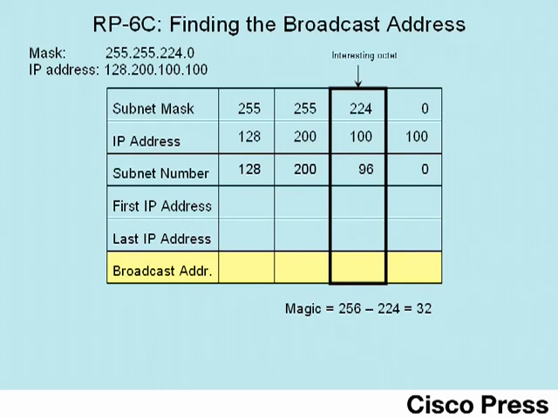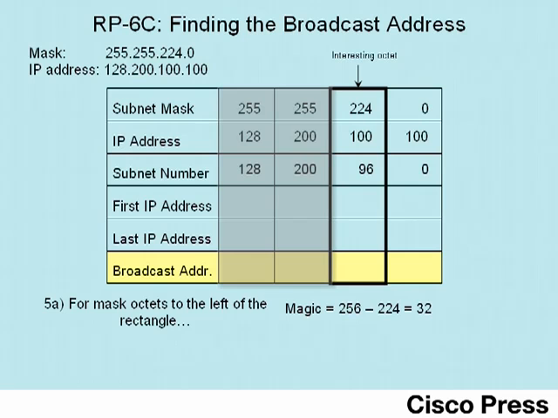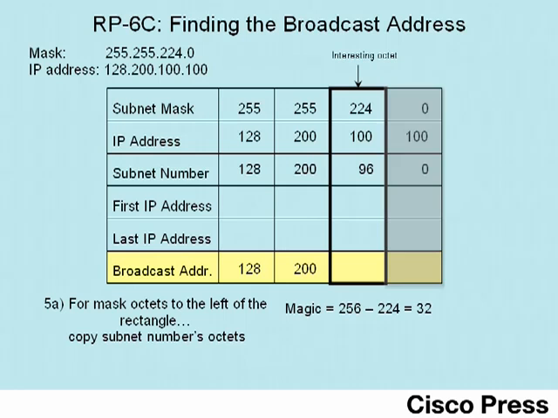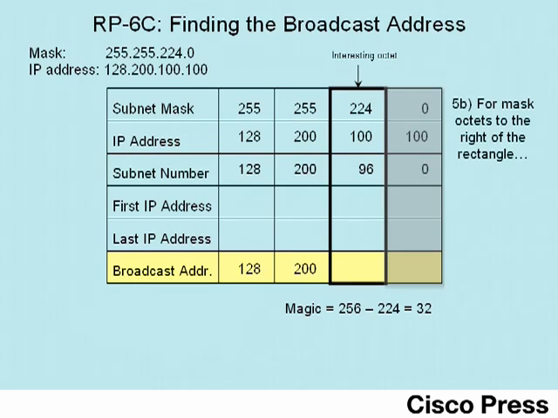So to begin, we start with step 5, and step 5a in particular says, look at the mask octets whose value is 255, or visually, look at the octets to the left of the rectangle. For those octets, we simply copy the subnet number's value down to the broadcast address. Simple enough. Then for any octets fully to the right of the rectangle, or octets whose mask value is 0 if you prefer, we're going to write down a 255 in that octet of the broadcast address.